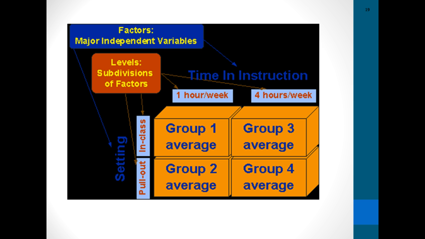Let's say that I had two factors that I was going to look at, but the first factor had 3 levels in it, and then the second factor had 4 levels in it. That would be a 3 by 4 factorial design, and so then I would need 12 different groups in order to take a look at all of the differences there.